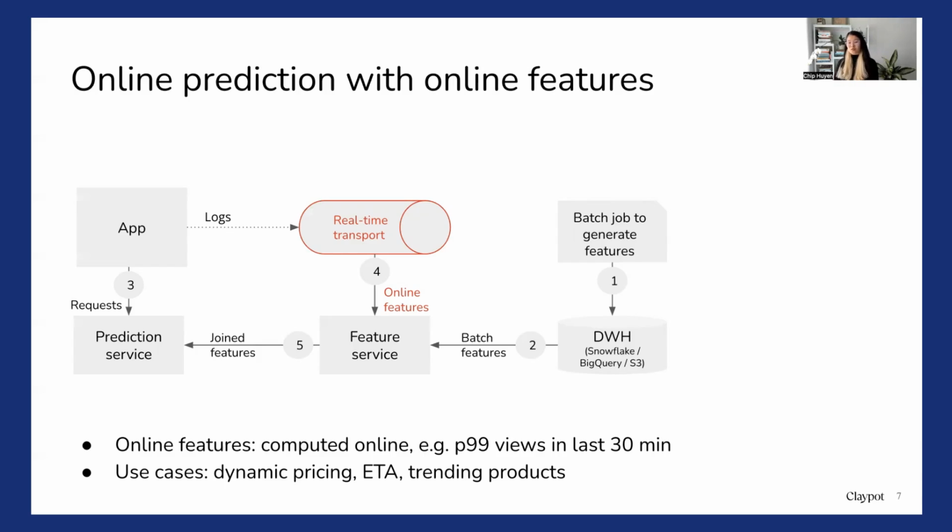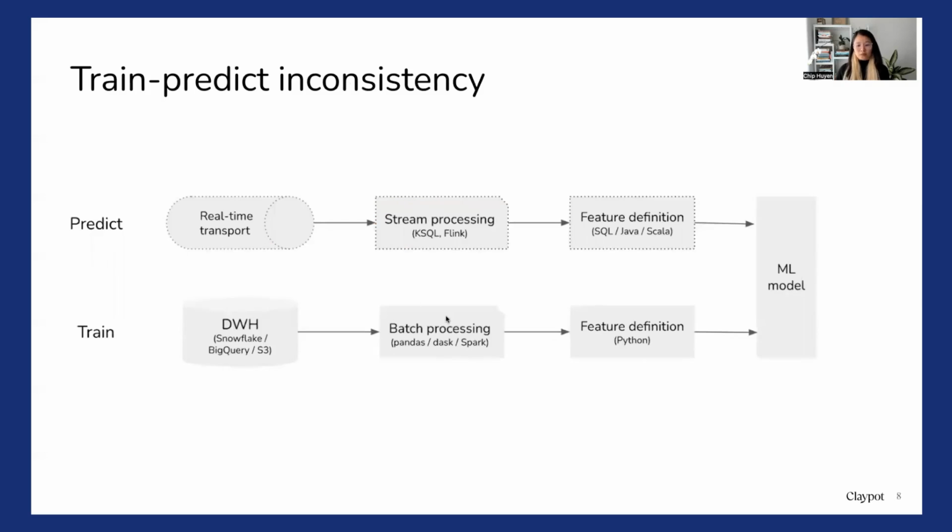So when we do online predictions with online features, a problem emerges, which is train-predict inconsistency. During training, we might have all the features computed in batch, using a batch process over historical data with something like Pandas, Dask, or Spark. Whereas when we do online predictions, the online features are computed online, perhaps through a stream processing process like KSQL or Flink. So now here's the inconsistency: training features are computed in batch, but prediction features are computed using stream processing. And this problem causes a lot of headaches.